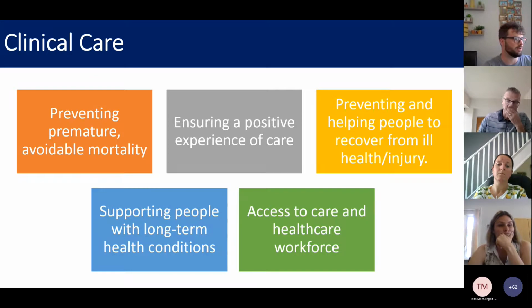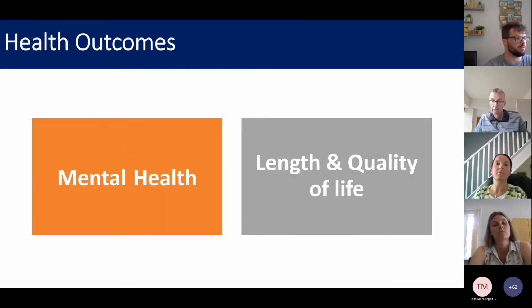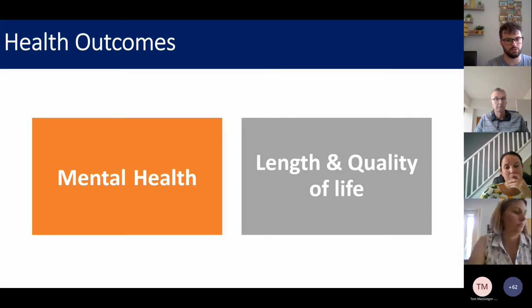For clinical care, we've got 5 slide packs that are preventing premature and avoidable mortality, ensuring a positive experience of care, preventing and helping people to recover from ill health or injury, supporting people with long-term health conditions, and access to care and the healthcare workforce. For health behaviours, we've got diet and exercise, tobacco use, sexual health, and drug and alcohol use ones. And finally, for health outcomes, we've got sections around mental health, encompassing all the prevalence, protective and risk factors. And then for length and quality of life, that looks at life expectancy and mortality, as well as some other conditions and their prevalences.